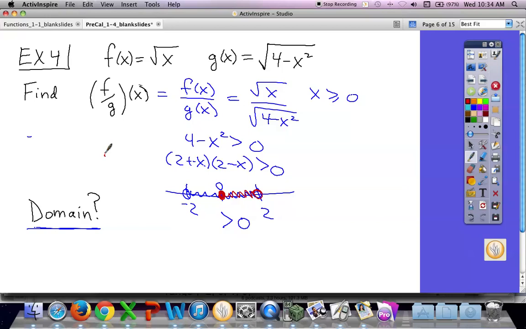Backtrack. What's that? It is for the denominator. But if x is less than 0, then the numerator is undefined. You got to take into account both of them.